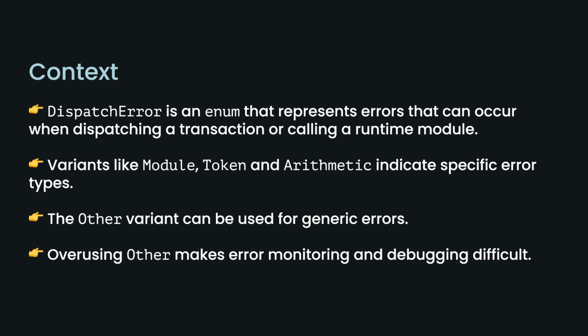In Substrate, DispatchError is an enum that represents errors that can occur when dispatching a transaction or calling a runtime module, also known as an extrinsic. It includes variants like Module, Token, and Arithmetic, which indicate specific error types. However, there is also an Other variant for generic errors that don't fit into any category. Overusing this variant makes error monitoring and debugging difficult, preventing efficient troubleshooting and code improvement.